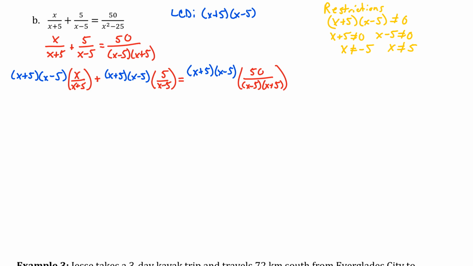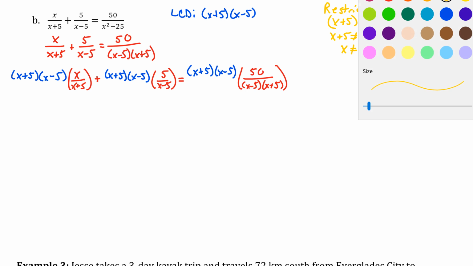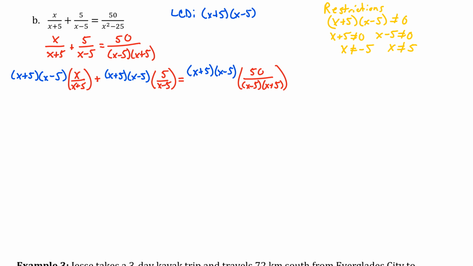Okay, so I have this information here. So notice that this x plus 5 cancels with this x plus 5, leaving me with an x minus 5 times an x, plus this x minus 5 cancels with this x minus 5, leaving me with an x plus 5 times 5, equals, this is what I like whenever it does this, because notice my denominator cancels with everything over there, leaving me with just a 50.